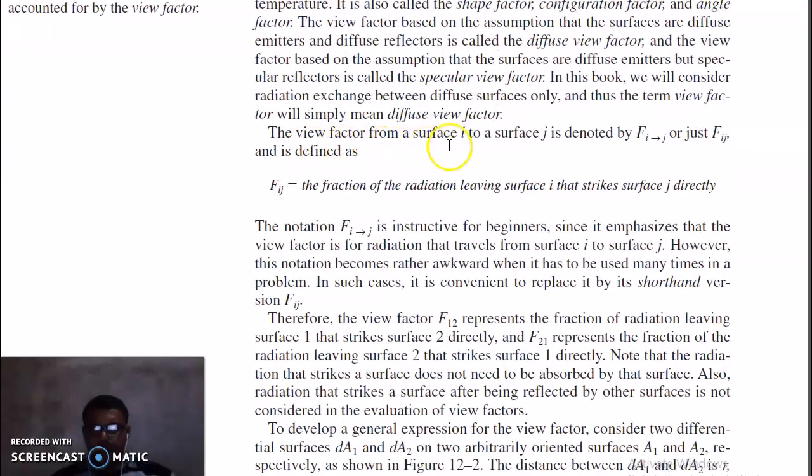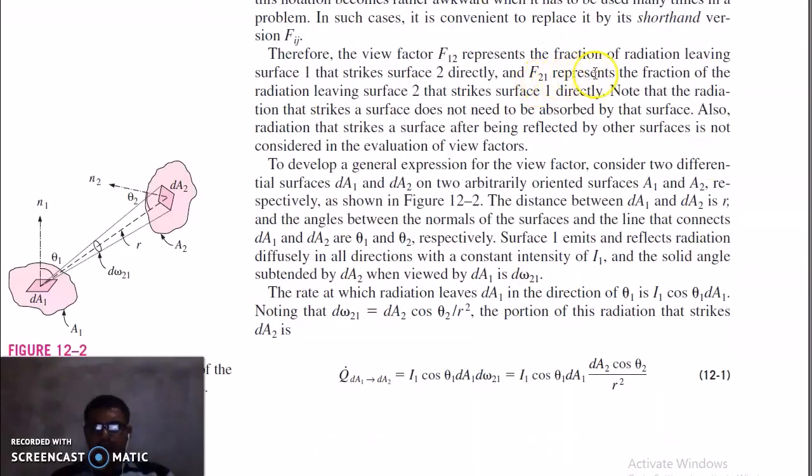The view factor from a surface i to a surface j is denoted by Fij, and means the fraction of radiation leaving surface i that strikes surface j directly. F21 represents the fraction of the radiation leaving surface 2 that strikes surface 1 directly. Note that the radiation that strikes a surface does not need to be absorbed by the surface.